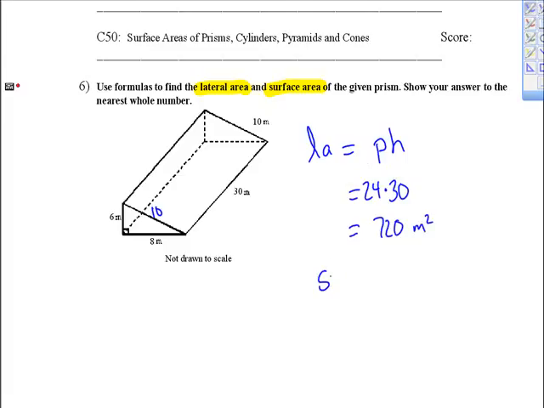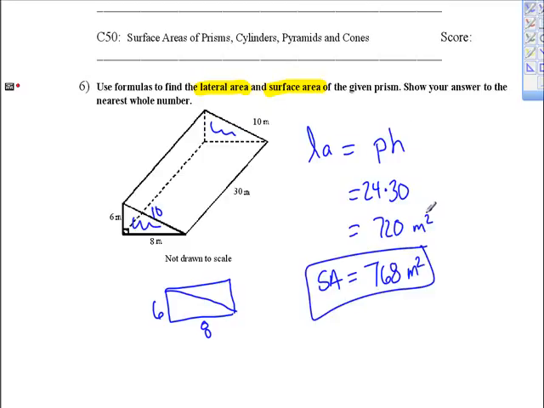To get my surface area, all I need to do is add in the areas of the 2 bases here. So that's 2 triangles that are 6 by 8. If I actually flip, I've got one 6 by 8 triangle. If I take the other triangle from the other end and turn it and stick it on this way, I've got another 6 by 8 triangle. There's 6 by 8. So that makes one rectangle. 6 by 8 is 48. So 48 plus 720 would be 768 square meters for the surface area. So I've got my 2 solutions here for lateral area and surface area. Any questions on number 6?